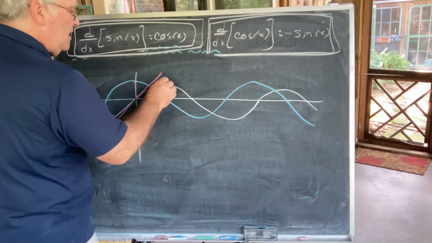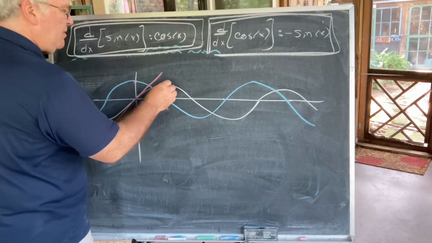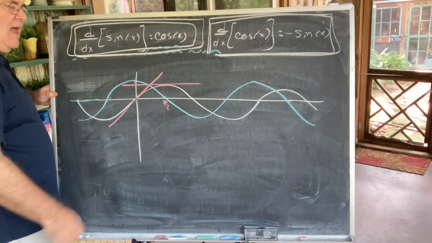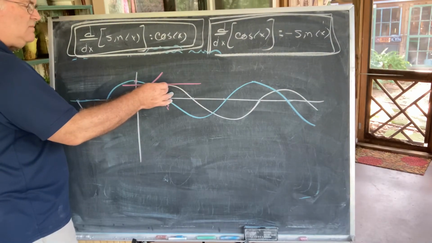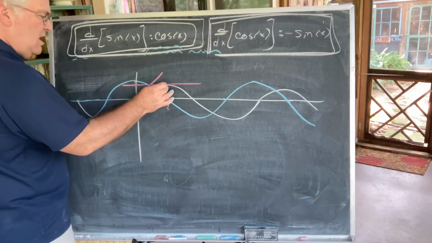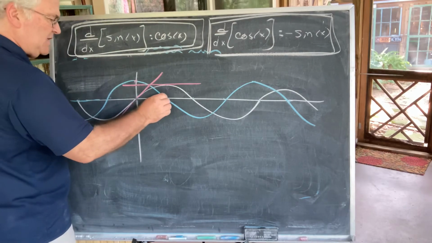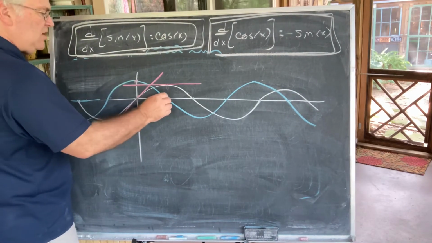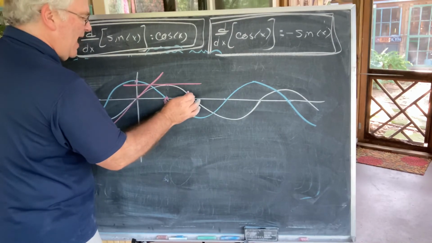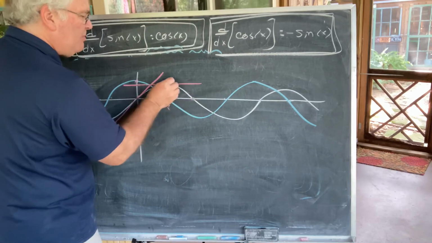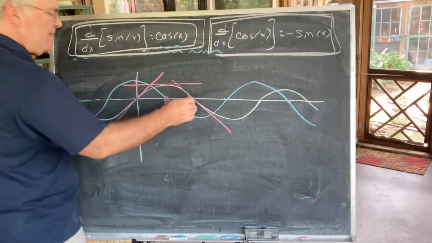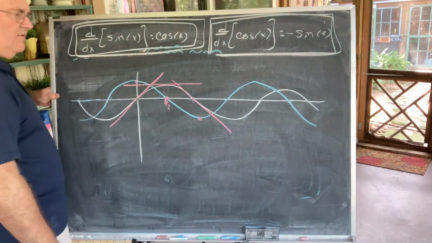But at pi over 2, the tangent line is horizontal, within the limits of my terribly drawn picture. And so what is that slope? That slope is 0. What is the value of cosine at that point? The value of cosine is 0. That's what it means to cross the axis. At pi, the slope of the tangent line is -1. What is cosine at pi? Cosine at pi is -1.